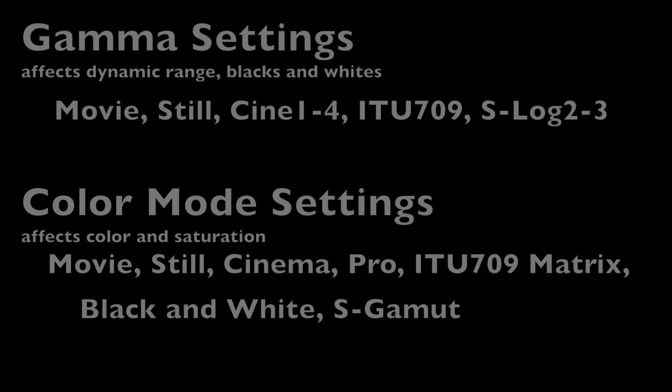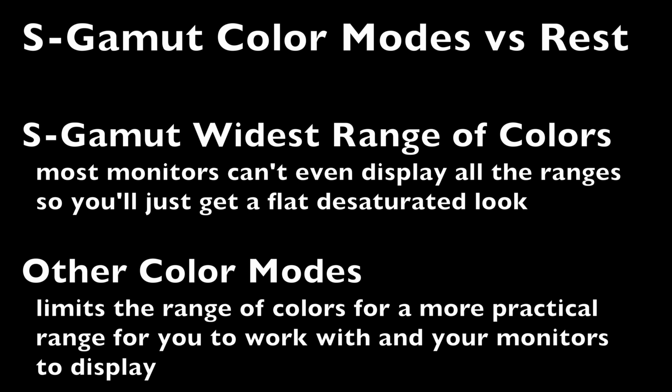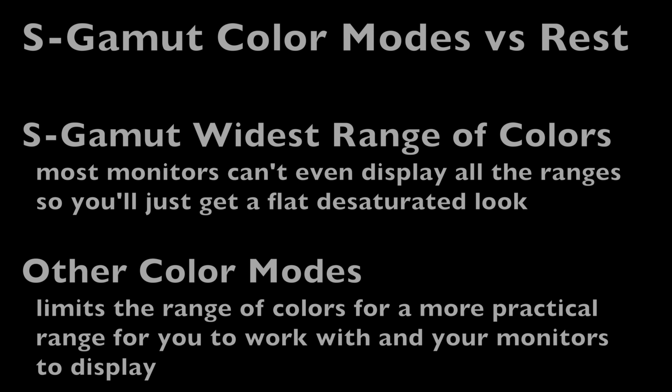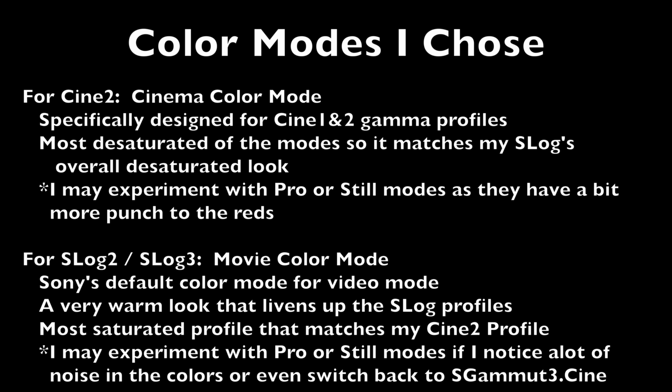So all the S-Gamuts are going to capture the widest range of colors. It's going to have that desaturated look, so in post you can specifically increase the colors on a specific color, such as red, green, or blue, so that you have that exact look that you want. Whereas all the other modes, such as the movie, the still, the cinema, the pro, ITU 709 matrix, are going to display the colors the way you see them on a standard monitor. So if you're not going to do a lot of color grading, these are the ones to go for. The cinema color mode is actually designed specifically for the Cine 1 and Cine 2 gamma. So I went ahead and chose that.